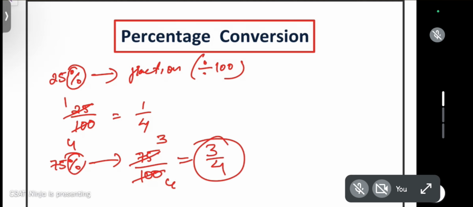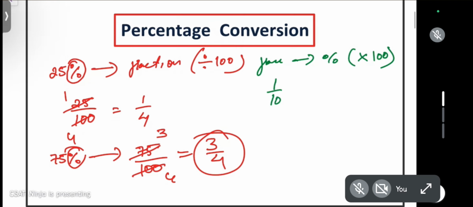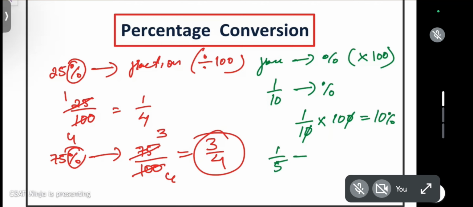From fraction to percentage, you need to multiply by 100. That's the only thing. Let's say you are converting 1 by 10 to a percentage. You just multiply it by 100. The zeros cancel, which means 10%. What about 1 by 5? I need to multiply it by 100 in order to convert it to a percentage. 5 2s are 10, that means 20%.